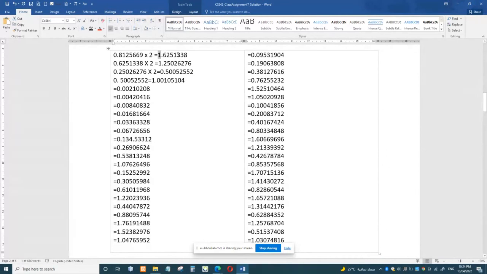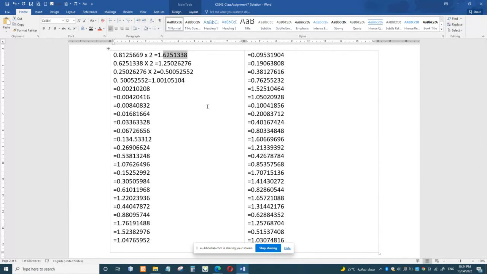Then you have to work with the fraction. You have to work with the fraction 0.625 multiplied by 2, then you will get 1.25. Instead of putting 1.625 in the second line, I put 0.625. Yeah, you have to work with the fraction only. Where are you? Okay.